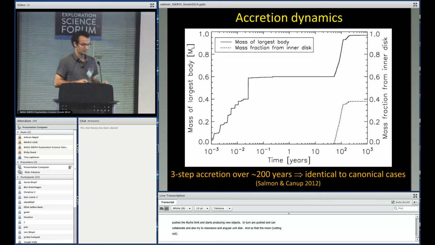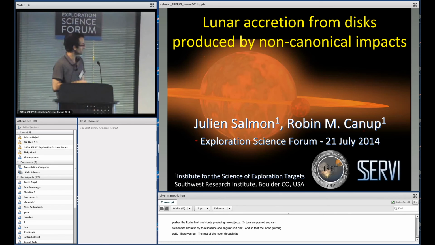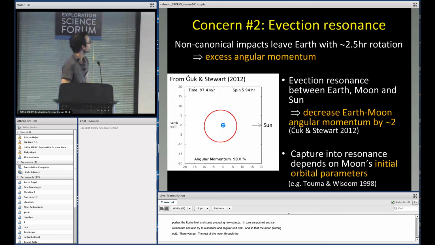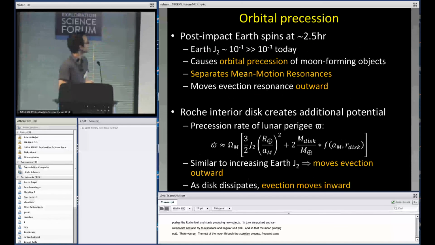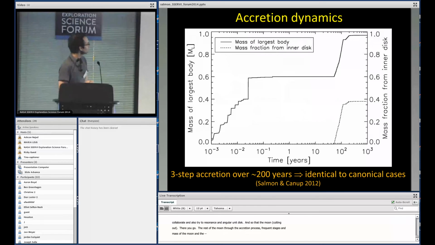There you go. So if we look at the evolution of the mass of the moon through this accretion process, it occurs in 3 consecutive stages. The solid line here is the mass of the moon, and the dashed line, the fraction of its mass that is derived from the inner disk.